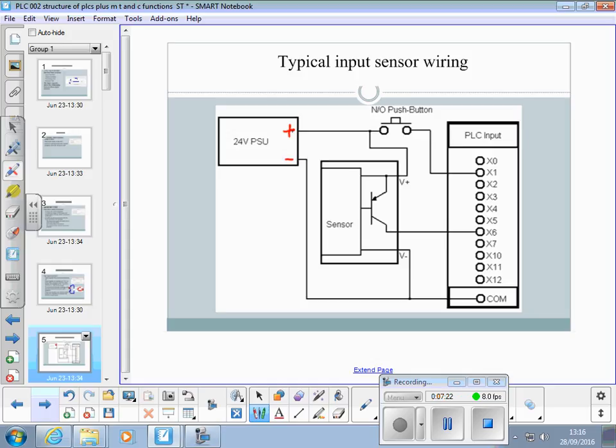So if we take a plain, normally open push button like this one here, all that does when you turn that on is supply the positive through that push button to the input terminal there and turn it on.